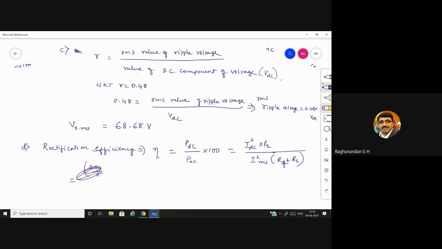You can do it like that, or you can directly substitute the IDC value and find IRMS and substitute it. Instead of going with a derivation method, you can just substitute IDC, which we know anyhow, and find out IRMS. Otherwise, you can substitute the formulas for IDC and IRMS, and Im will get cancelled. That way also you can do it. But instead, you can simply find out IRMS. So IRMS is equal to Im by root 2. So what is IRMS?